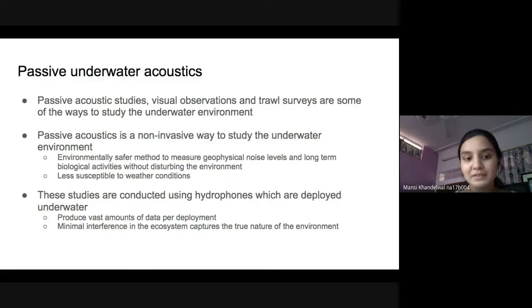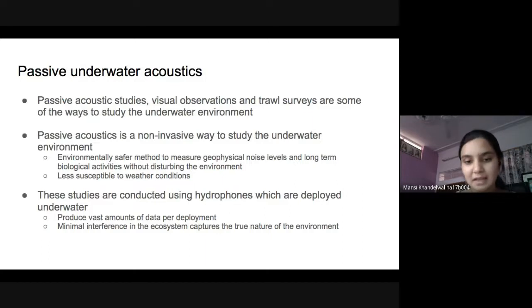And passive acoustics is better than the other two techniques I talked about because, one, it's environmentally safer and doesn't interfere with the environment at all. It's just sitting there and listening to the sounds. And second, it is much less susceptible to weather conditions. For example, with visual surveys and trawl surveys, there are a lot of moving parts, and you need to take into account what kind of weather occurs above water so that you can conduct the surveys successfully. But those kinds of limitations do not really exist when we're talking about passive underwater acoustics, right?